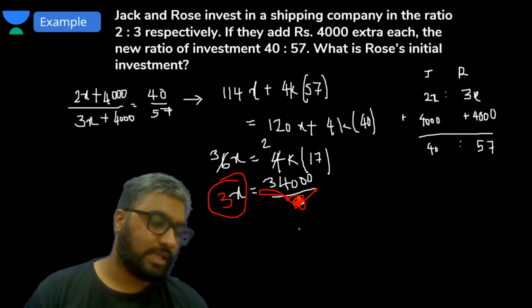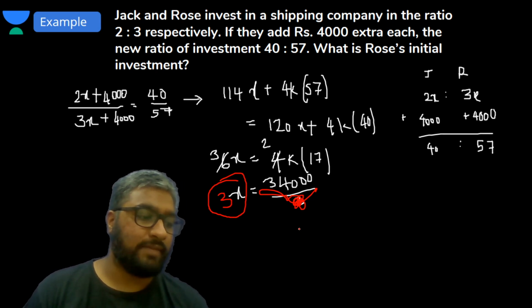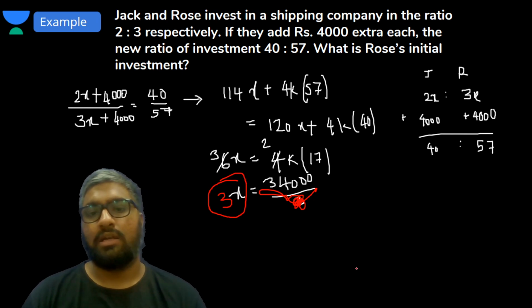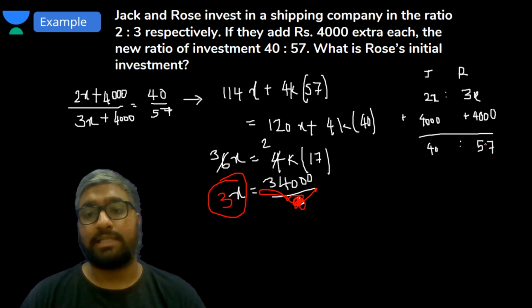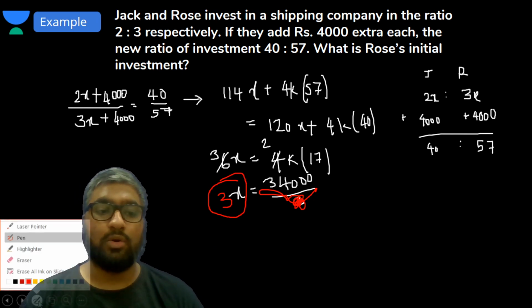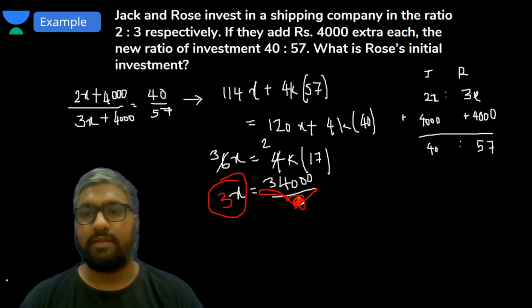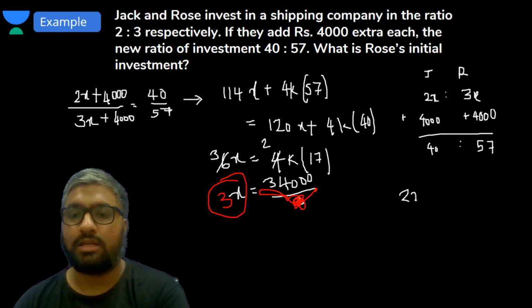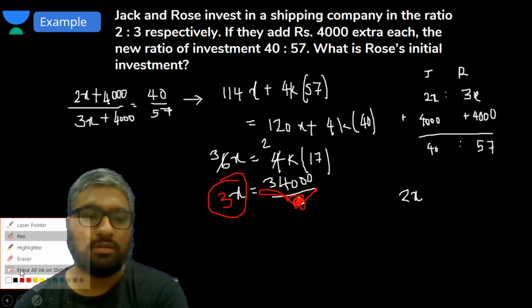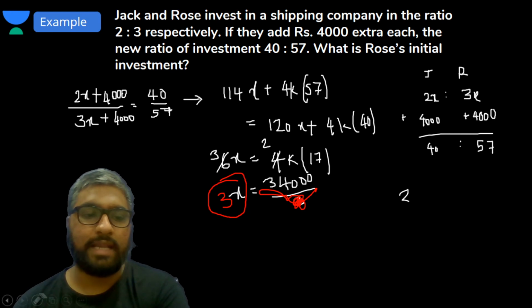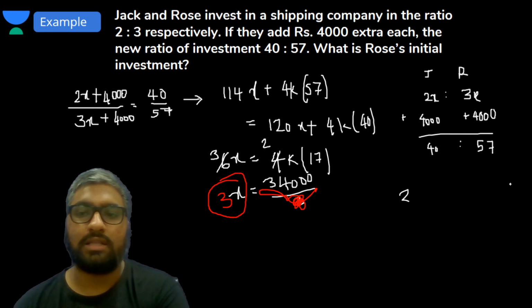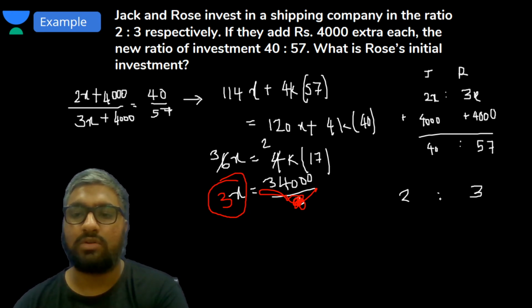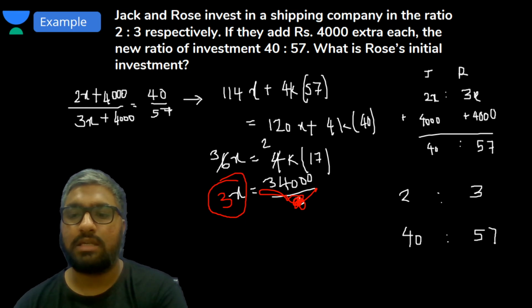Got it? Yes, super. Now what I have here for you guys is a quick way to deal with questions of this sort. I don't know if you would find it easy for yourself, but see here, a quick shortcut. 2x, forget the x. We will deal directly in ratios. We'll make sure that the common multiples are the same. So initially it is 2 is to 3, then it becomes 40 is to 57.